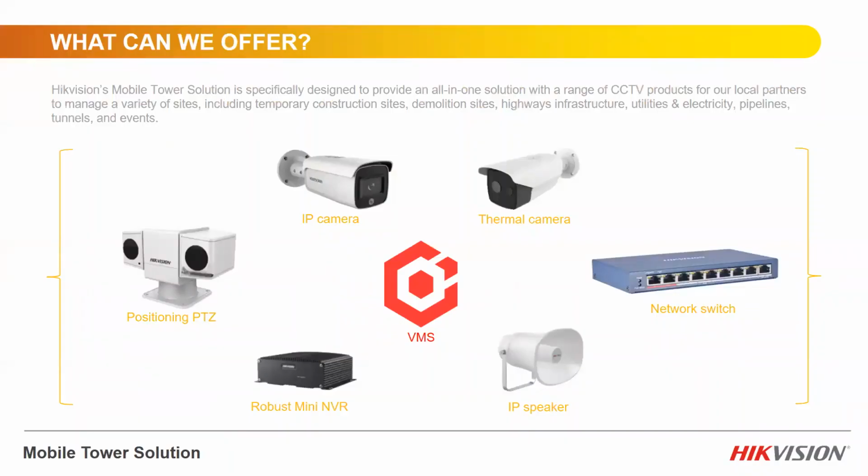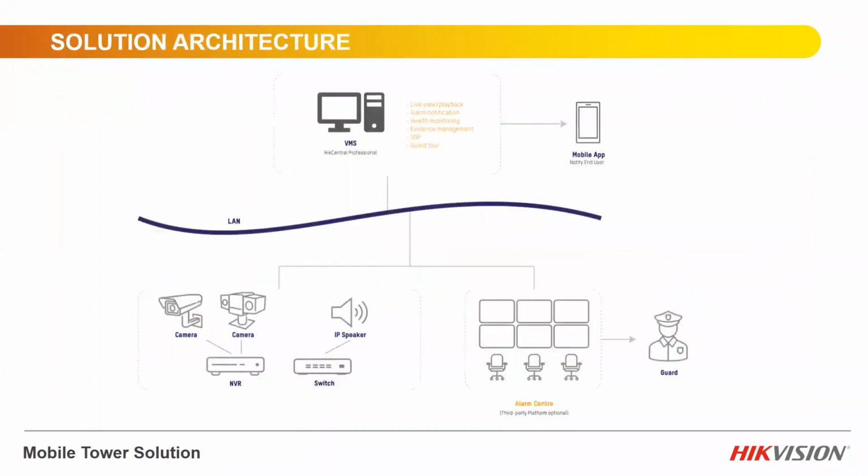This is designed to help provide an all-in-one solution that can be utilised across many scenarios. So let's have a look at the components that this solution will consist of. Firstly, the architecture. We can see at the bottom left there the customer's on-site equipment consisting of cameras, NVRs, switches, speakers, able to communicate with an alarm centre, maybe a third-party one, or our own HIK Central VMS platform.